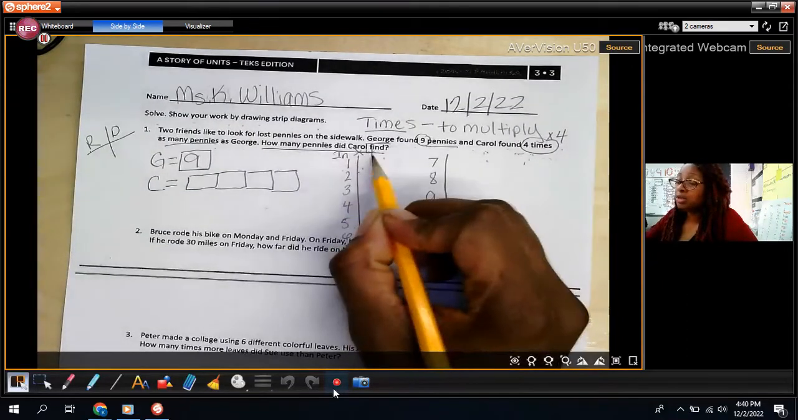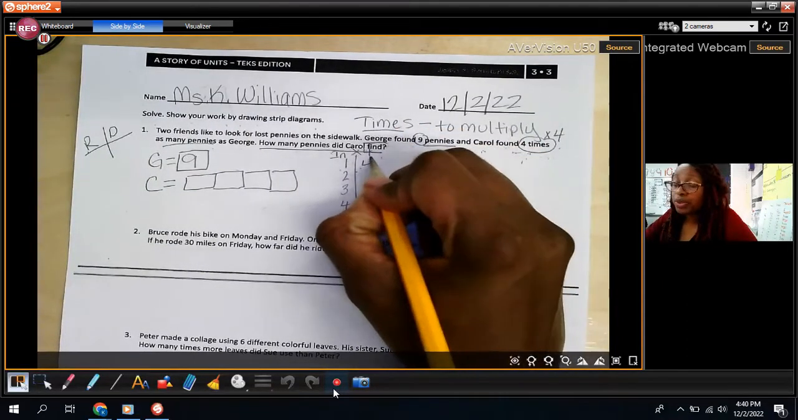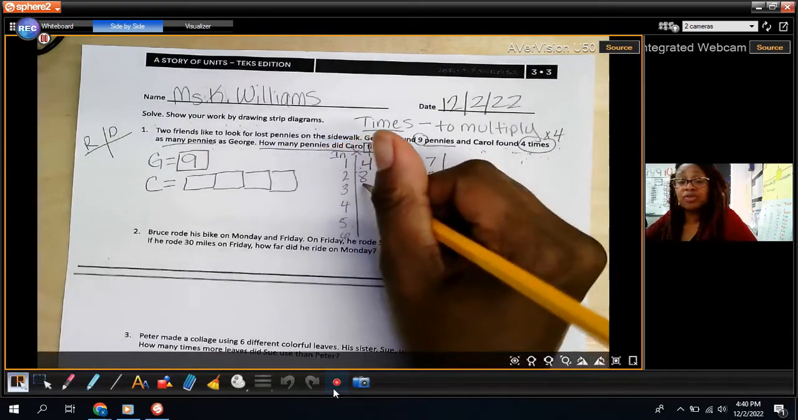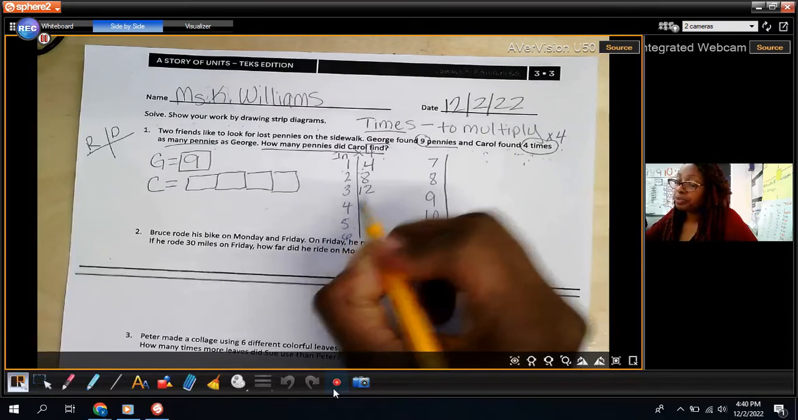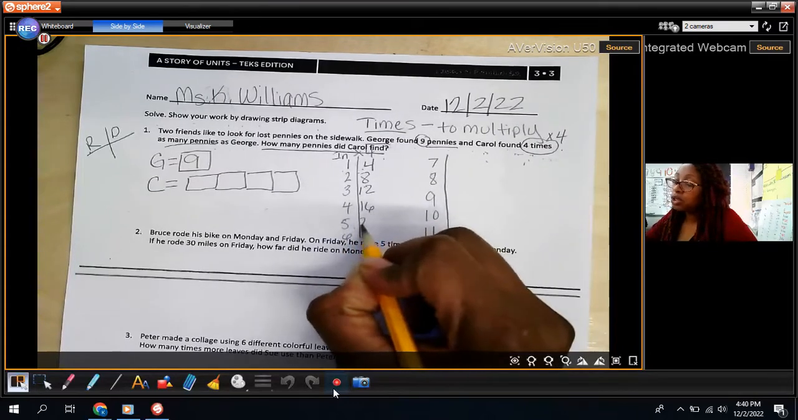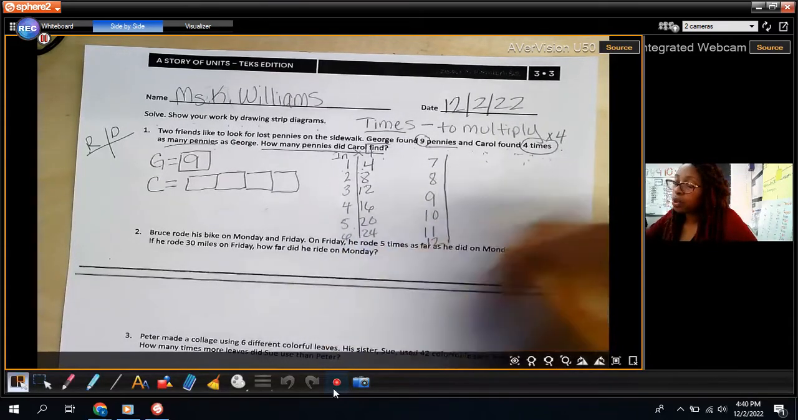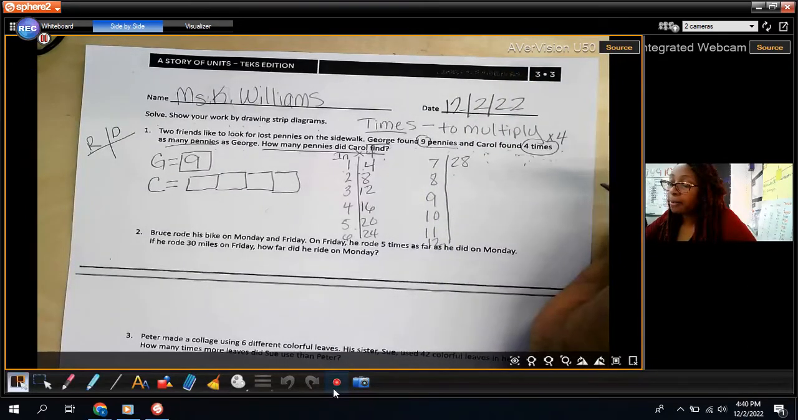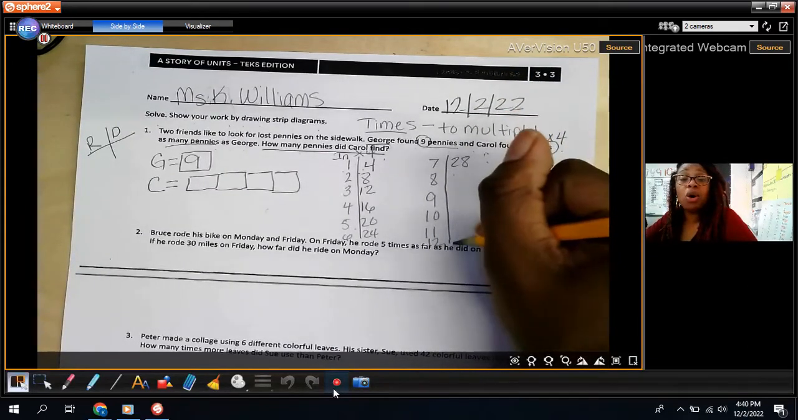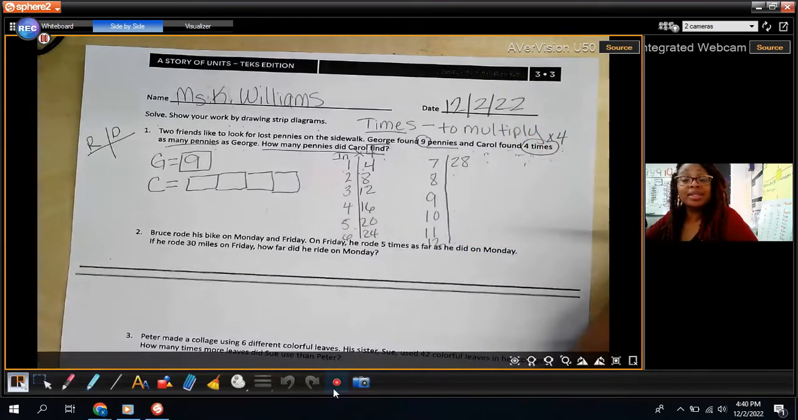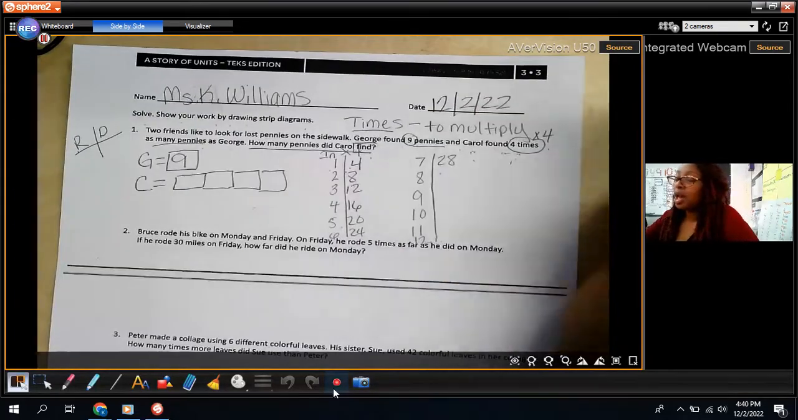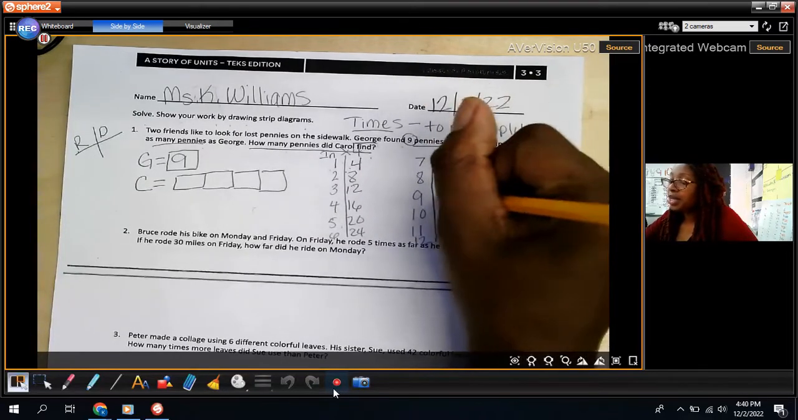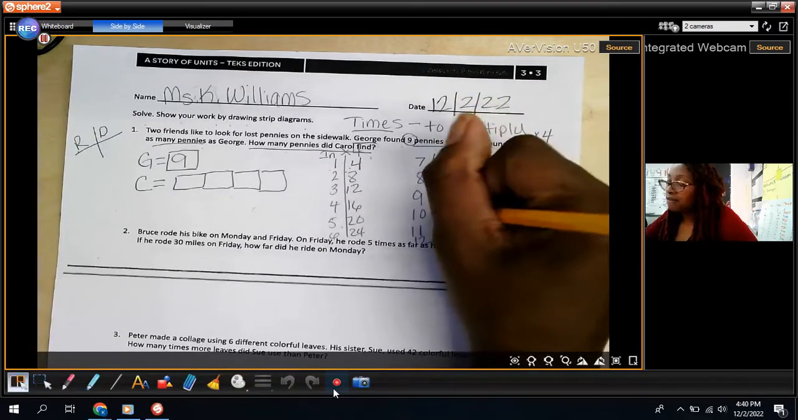1 times 4 is 4. This is just where we skip count. 2 times 4 is 8, 12, 16, 20, 24, 28. And though I'm coming up to 9, I'm going to go all the way down to 12 because that's what we were told to do. All right, so 28, 32, 36, 40.